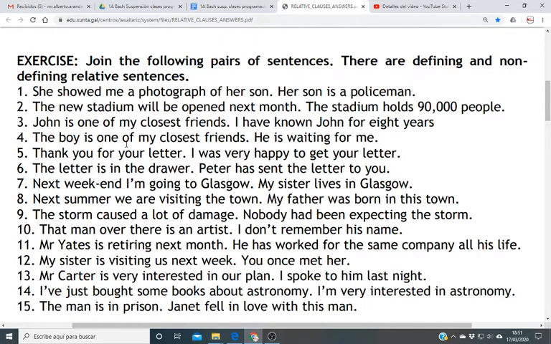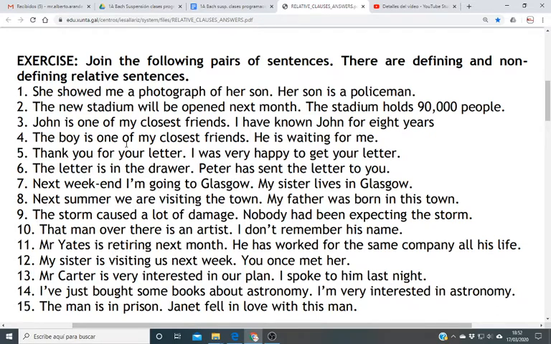The storm caused a lot of damage. Again, this makes perfect sense. Anything we add is extra. So it's a non-defining clause. We're talking about a storm, therefore it is a thing, which we cannot use that, and it has to go between commas. The storm, which nobody had been expecting, caused a lot of damage.